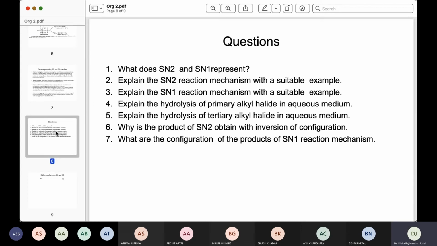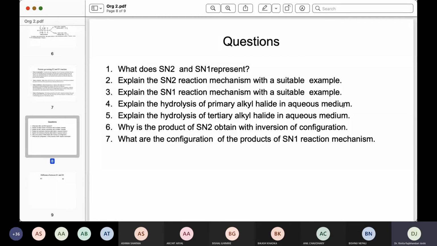र अब हुन त क्वेशन प्याटर्न क्वेशन ब्याङ्क तपाईले पछि चाहिँ पाउँछ होला. Just what does SN1 SN2 represent? 1 marks. Explain the SN2 reaction mechanism with a suitable example. भन्दाखेरि suitable example be clear and then start writing. Okay, SN1 with a suitable example. Explain the hydrolysis of the primary alkyl halide. Explain the reaction mechanism of the hydrolysis of primary alkyl halide in aqueous medium.